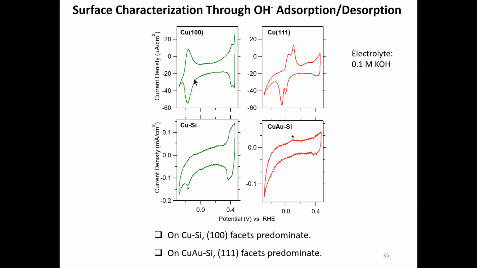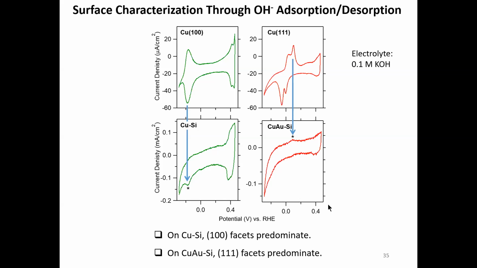Now, we carried out also cyclic voltammograms on our polycrystalline films, and indeed on the copper silicon electrode, we find a peak that is consistent with the desorption of hydroxide from 100 facets. Now, we do not see the corresponding adsorption peak, most likely due to the small amplitude of these peaks and also due to the sloping baseline. However, on the basis of this result, we can state that the copper silicon film is apparently rich in 100 facets. On the other hand, the cyclic voltammogram of the copper gold silicon reveals a peak that is consistent with the adsorption of hydroxide on a 111 facet. So that result leads us to conclude that the copper gold silicon electrode is rich in 111 facets.